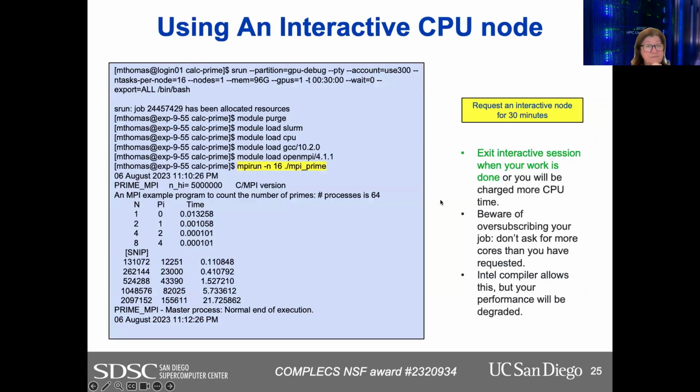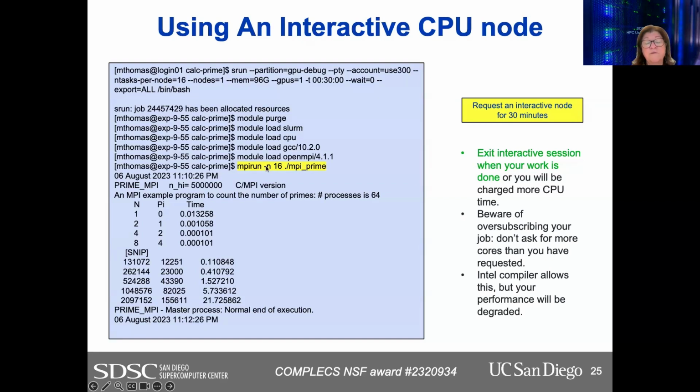So here's an example of an interactive CPU. There's the srun command asking for, this one is the debug GPU, sorry, and the account, the number of tasks per node, the number of nodes, the memory, the number of GPUs I want, the time, and what shell I want to work in.